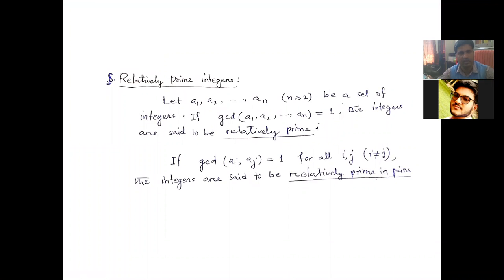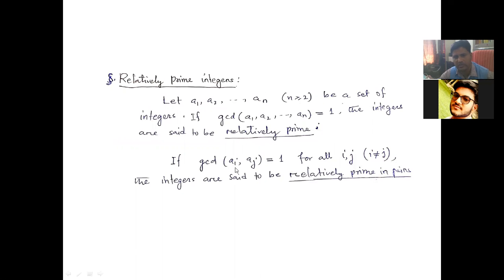Yes, sir. So today we'll discuss relatively prime integers. This is, I think, also well known to you, but we are recalling it here. Let a1, a2, ..., an, n greater than or equal to 2, be a set of integers, at least two integers. If GCD of a1, a2, ..., an equals 1, the integers are said to be relatively prime.